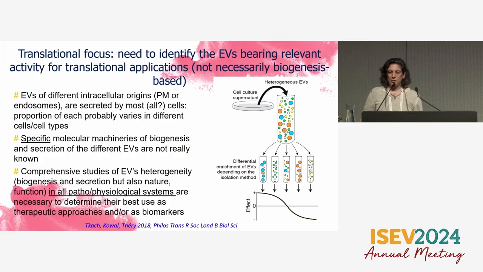In the slides, I was also asked to put a translational focus, if I could. So I just want to highlight that for a translational application, it's important to perform comprehensive studies of EV heterogeneity. This is valid for any pathological or physiological system, because it's really important to determine which EVs will have the effect that you're really looking for. Some EVs may have one effect, some other EVs may have the opposite effect, and if you use a mixture of the two, you may not see any effect because you have a mixture of positively and negatively acting EVs.